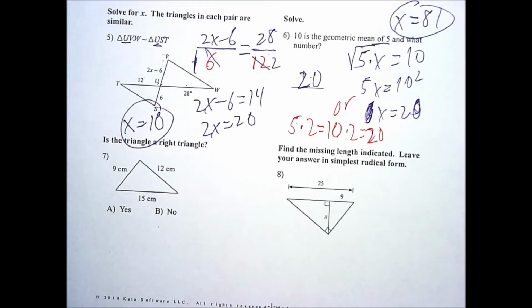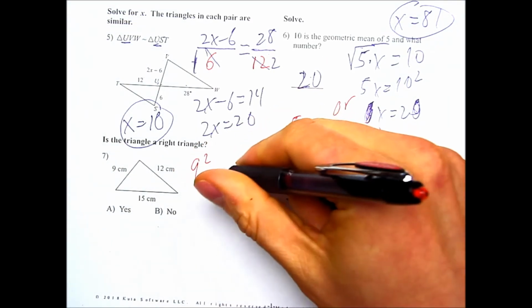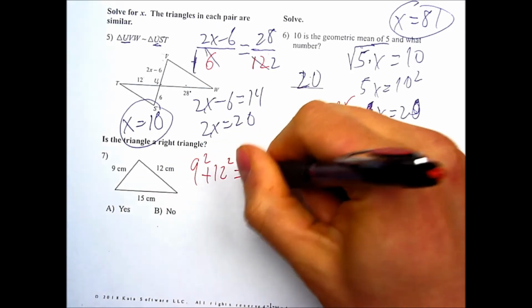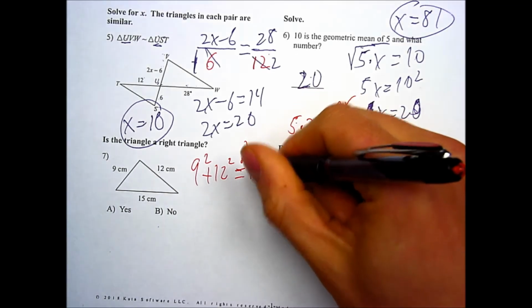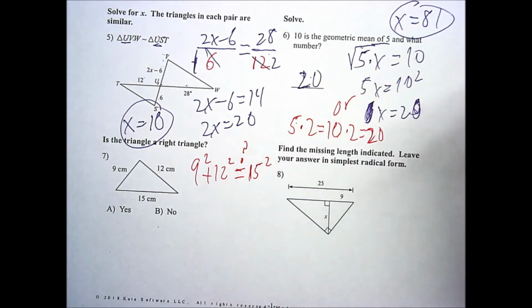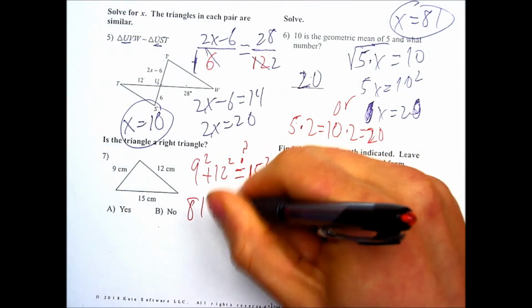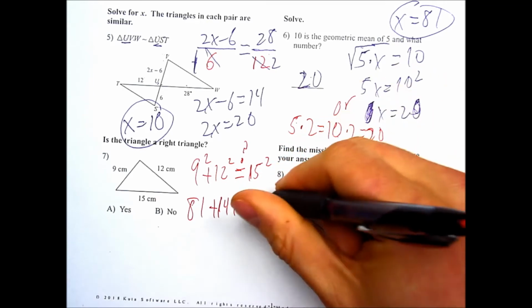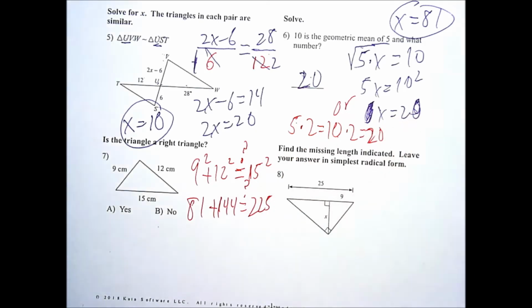Alright, next one is a triangle, right triangle. I'm going to ask myself, is 9 squared plus 12 squared, the two legs, which are 9 and 12, equal to 15 squared? I'm putting a question mark with the equal sign because I don't know if it's equal yet. I'm asking if it's equal. So 81 plus 144. Well, 15 by 15 is 225. I told you you needed to know that one. You should know that one by now.